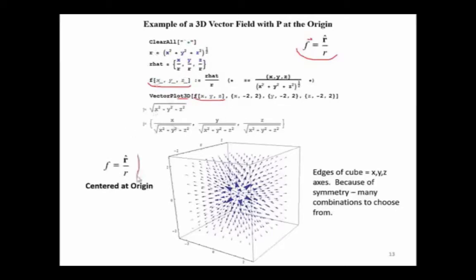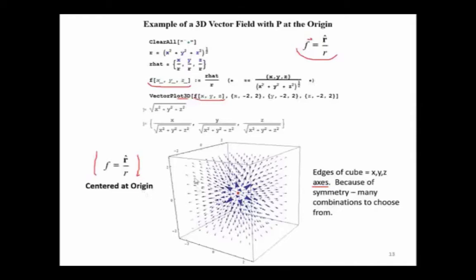So when you take this and center it at the origin, which is what happens when you go through these symmetric intervals, then here's where it originates, right here. This is the origin. And as you can see, the vectors are large, very close to the origin. That's why they look so big. And as you go out, they get smaller and smaller because of this 1 over r dependence. So the edges of these cubes are the axes, and because of the symmetry, you could choose any combination you wish for what you call x, y, z, because of the symmetry of the problem.